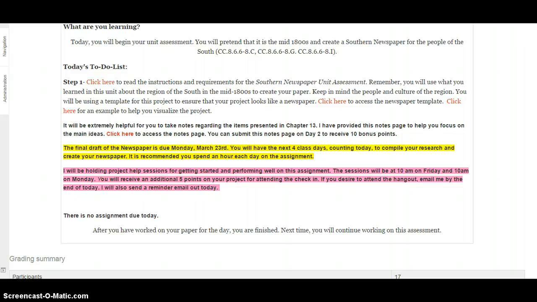I will be holding project help sessions for getting ready and doing well on this assignment. The sessions will be at 10 a.m. on Friday and 10 a.m. on Monday. You will receive an additional 5 points on your project for attending the check-in. So basically what's going to happen here, guys, is you're going to email me saying, "Hey, Miss Devlin, I would like to attend the Friday check-in," or "I would like to attend the Monday check-in." I will send you the Hangout link, and from there you will meet with me very briefly. You will show me where you are in the project, and we will talk about the necessary next steps and how things are going. Again, you get 5 extra points on your project for completing this, so why not do it? I will send out reminder emails today regarding that.